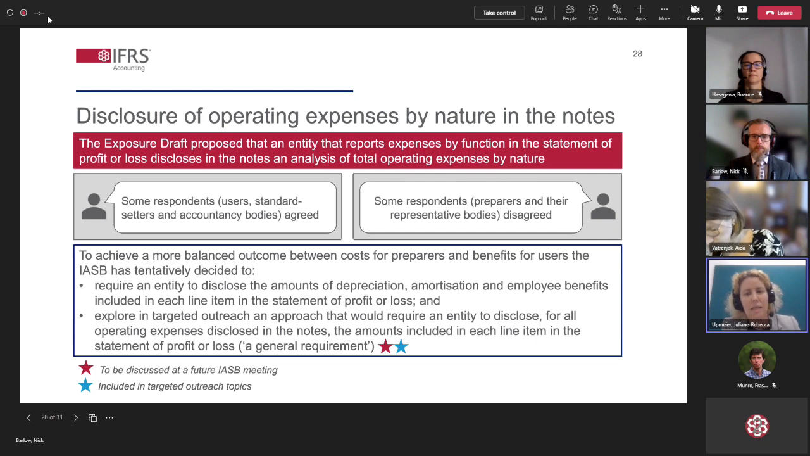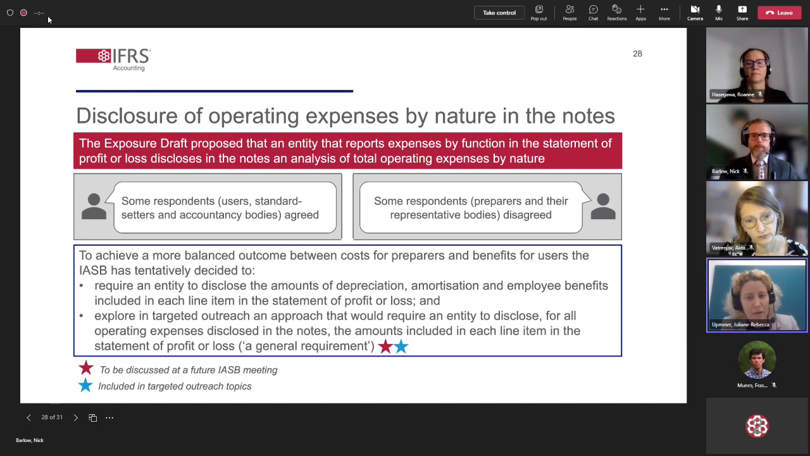The exposure draft proposed that entities that present operating expenses by function in the statement of profit or loss also disclose an analysis of total operating expenses disaggregated by nature in the notes. However, the feedback from preparers was that this would be too costly for some entities. So, to achieve a more balanced outcome between cost for preparers and benefits for users, the IASB has tentatively decided to require an entity to disclose the amounts of depreciation, amortization, and employee benefits included in each line item in the statement of profit or loss.